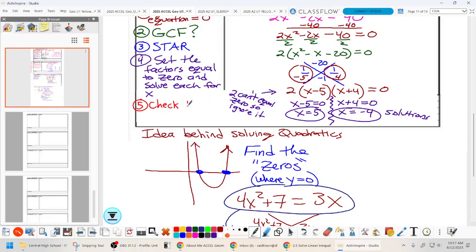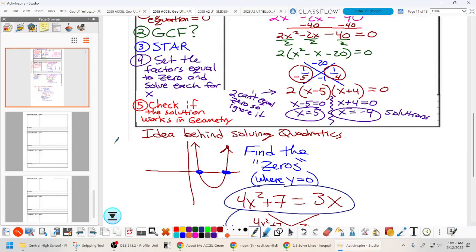Okay, now because this is a geometry class, your last step is to check if the solution works in geometry. Here's what I mean. If this was in a problem where we were solving for lengths, which of those would you kick out and say that doesn't make sense? Negative 4, right? Because you can't have a negative length. So then you would only have one answer in the geometry problem, even though in the algebra problem there were two.